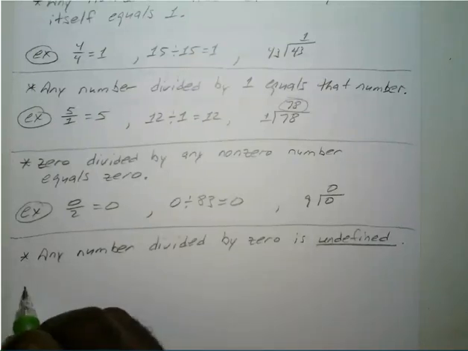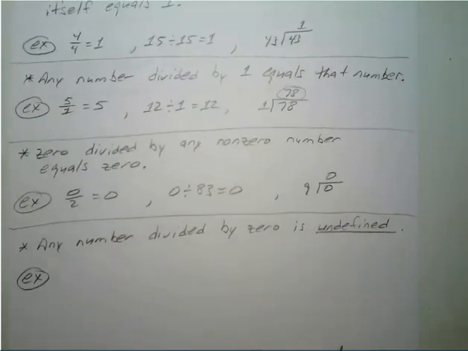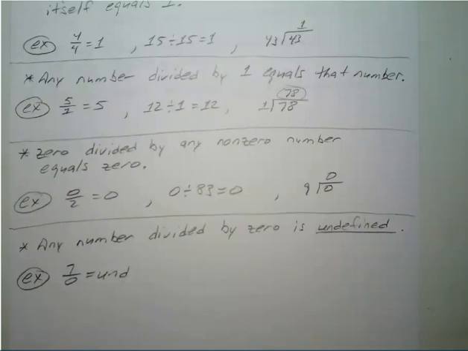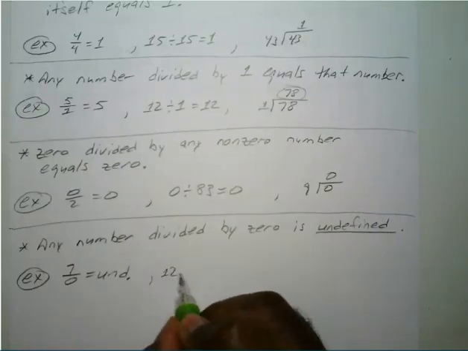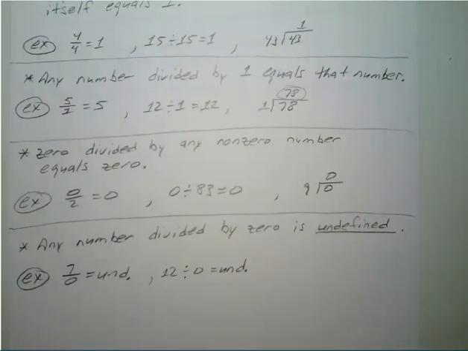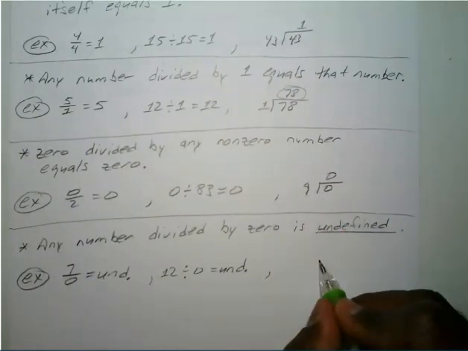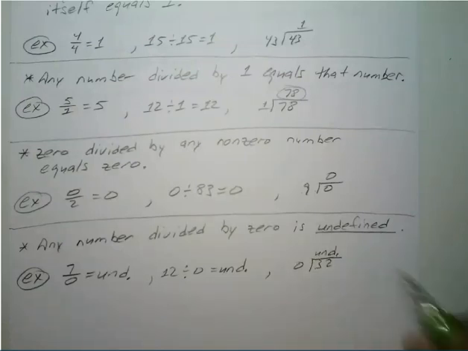Okay, so for example, here we know that 0 divided by 2 is 0, but if we have a 7 divided by 0, that's going to be undefined. 0 divided by 83 is 0, but if we had 12 divided by 0, that's going to be undefined. We have 0 divided by 9 is 0, but if we have 32 divided by 0, that's going to be undefined.